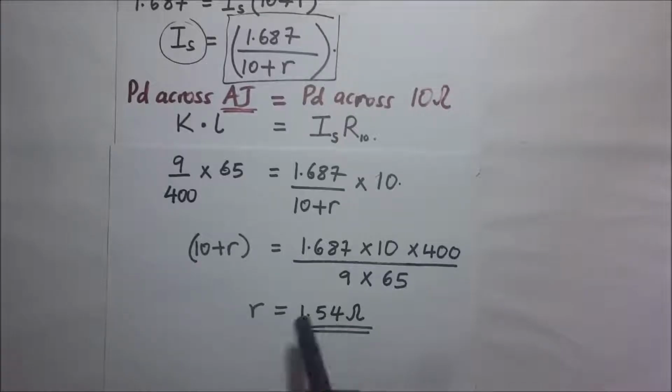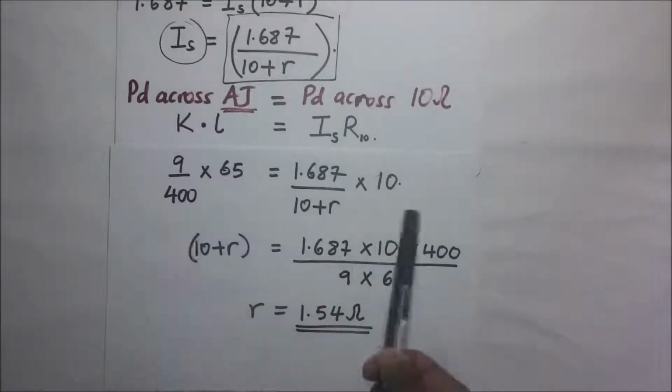So that is the internal resistance of the cell. Here I have made r the subject of the formula in this expression, and that's how I've arrived at 1.54 ohms. That is the internal resistance of the cell.